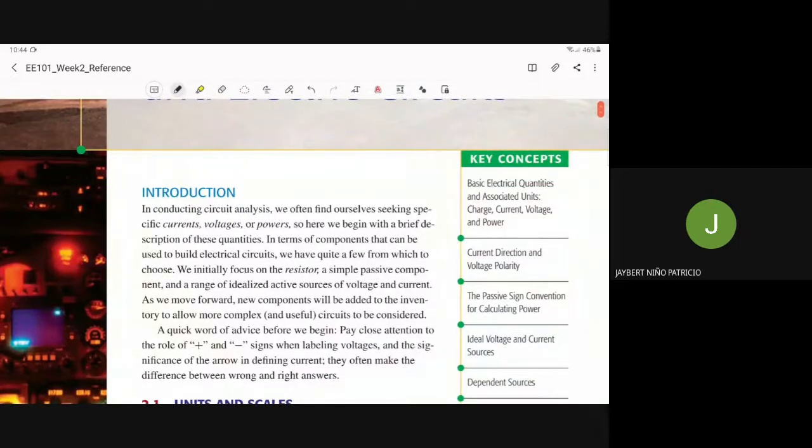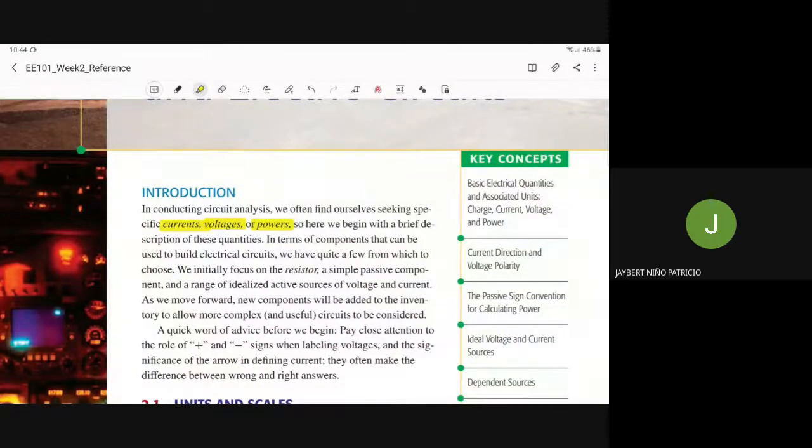In studying electricity, there are some recurring concepts or terminologies that we will be encountering, such as currents. We also have voltages and powers. So these three parameters are the very common terminologies and unknowns that we need to find in some of the problems that we will be encountering in EE 101. Okay, so currents, voltages, and powers.